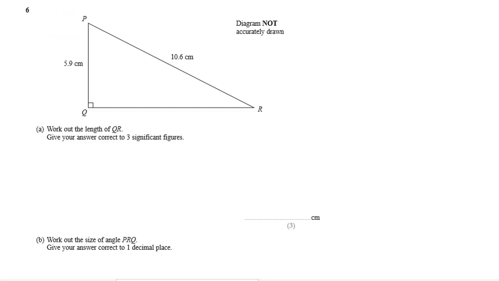Question number 6. It shows that this one means it's a 90 degree angle. So when it's a right angle triangle, you can use Pythagoras theorem if you have to find any side. Now we have to find this length QR.